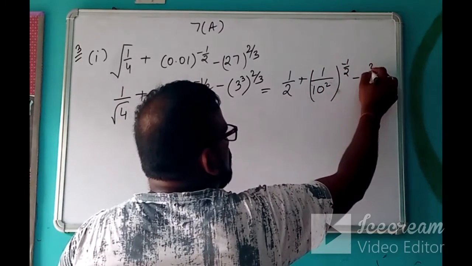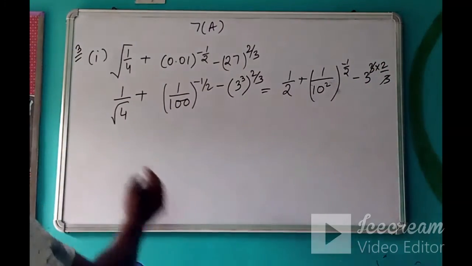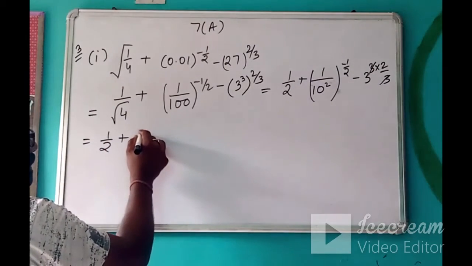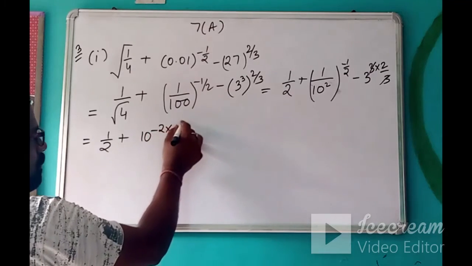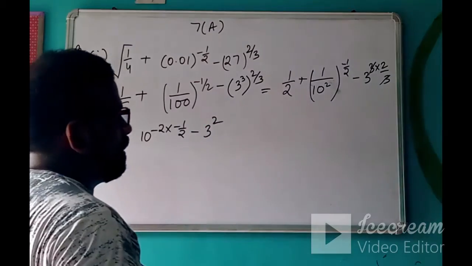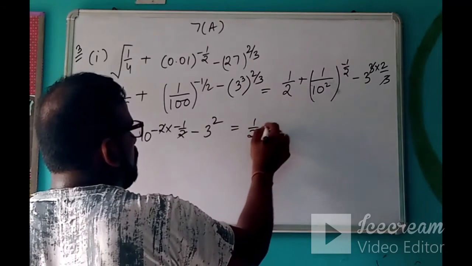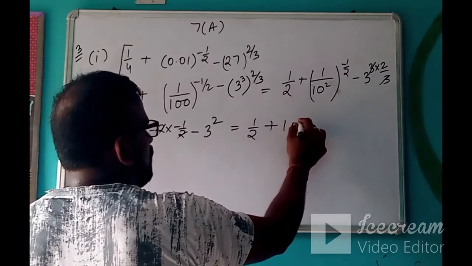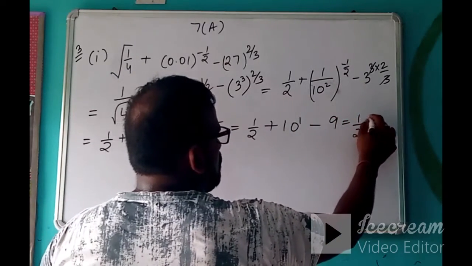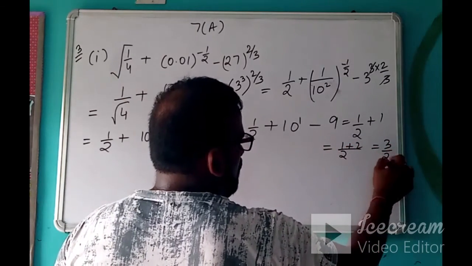Minus 3 into, okay, powers have been multiplied. So finally what we will get, 1 upon 2 plus it becomes 10 to the power minus 2 into minus 3 to the power 2. Okay, so 2 and 2 cancel. Answer is 1 by 2 plus 10 to the power 1 minus 9, or 1 by 2 plus 1, that is 1 plus 2, 3 by.